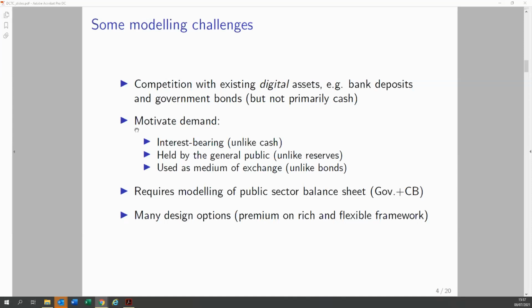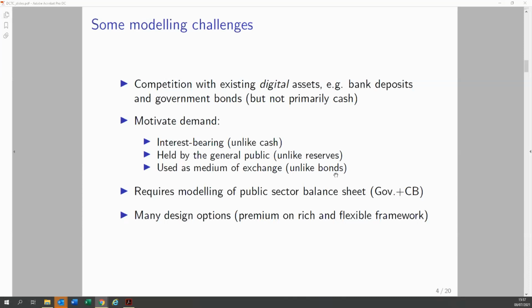Then you need to motivate demand. So you need to explain why a CBDC would be different from these other assets. If you want to talk about cash, obviously the most prominent difference is that it's interest bearing. Unlike central bank reserves, it would be held by the general public. And unlike bonds, it would also provide liquidity services.